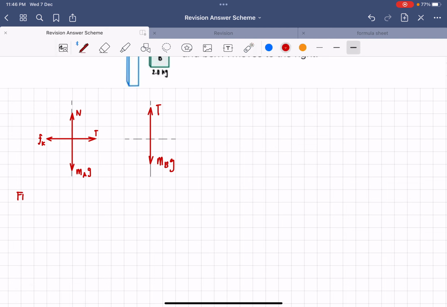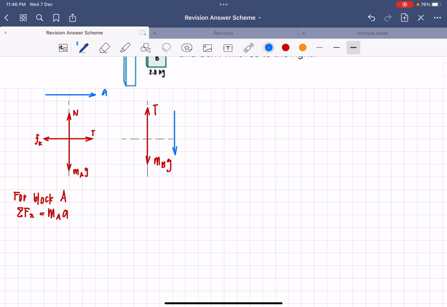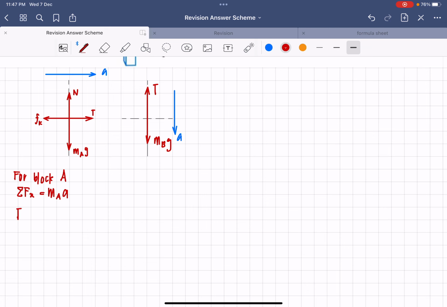Alright, so after drawing the free body diagram, you can start to do your equation. So for block A, do it for block A first. So this is going to be total force in the x component equal to m_A a. Why is there acceleration? Because it says it is moving to the right. This one is going down. Anything that follows the direction of acceleration will always be positive. If there is no acceleration, you follow the sign convention: up and right positive, down and left negative.